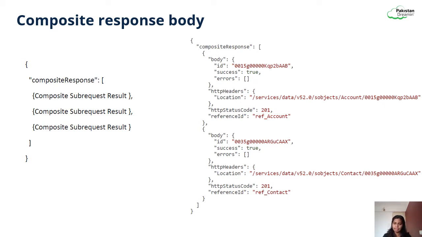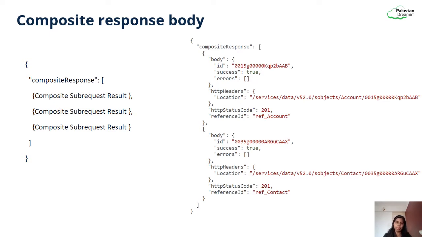Next is the contact. So in contact, you can see that the ID got returned. Success is true, no errors. HTTP header is given. Status is 201 and reference ID is ref contact. The same thing what we had given in the request.